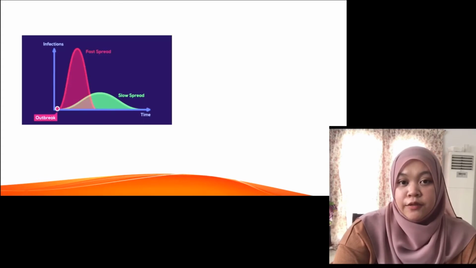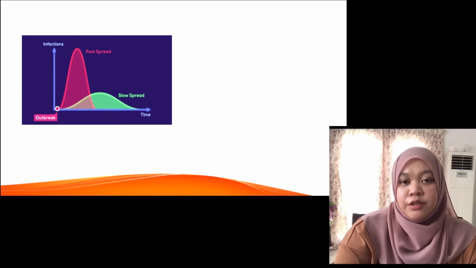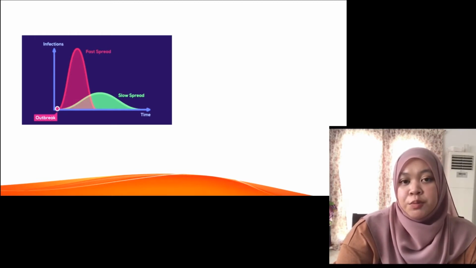From the line curve shown in the slide, people can tell if the country is facing a fast spread or slow spread of virus depending on the shape of the curve. Fast spread means that the rate of infection is high in a very short amount of time, while slow spread means the rate of infection is low.